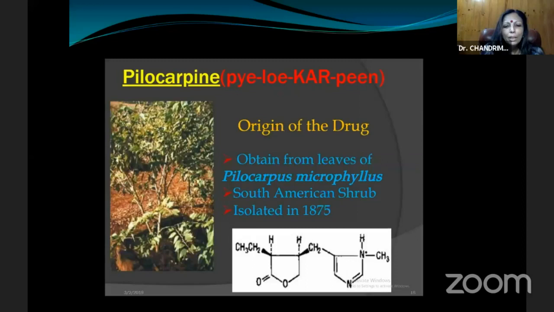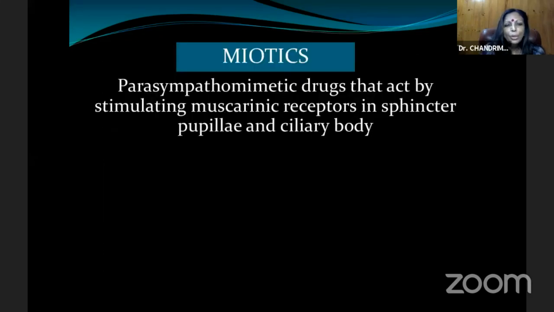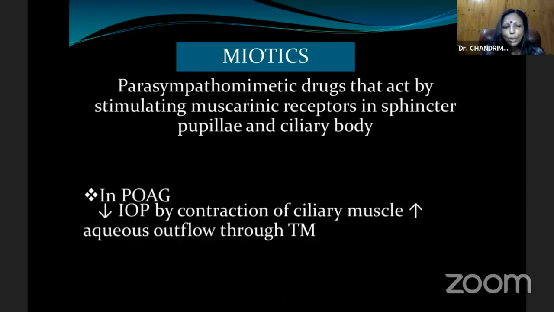The origin of the drug pilocarpine was the leaves of Pilocarpus microphyllus, a South American shrub, and it was isolated as early as 1875. That's the molecular structure, and it's a myotic. Myotics are parasympathomimetic drugs that act by stimulating muscarinic receptors in the sphincter pupillae and ciliary body.